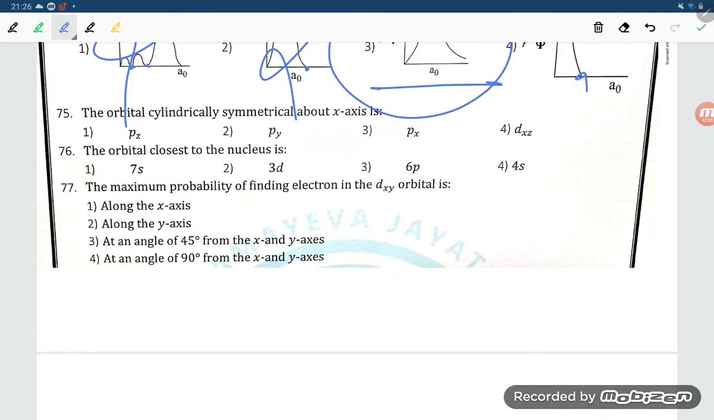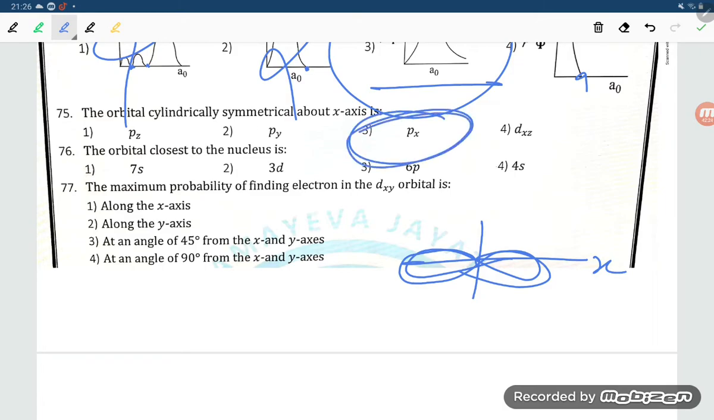Next, the orbital cylindrically symmetrical about the x-axis. Which orbital is along the x-axis? That is the px orbital. So cylindrically symmetrical about the x-axis is the px orbital. Next, the orbital closest to the nucleus among 7s, 3d, 6p and 4s. The 4s orbital will be the closest, because out of all of these 4s has the lowest energy, so it will be closest to the nucleus.